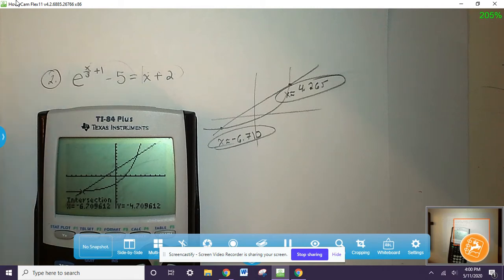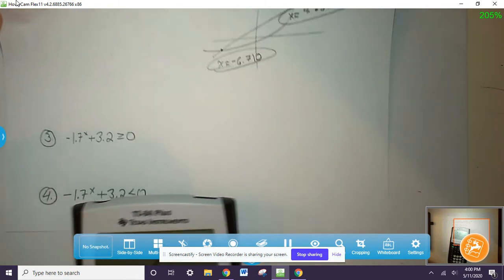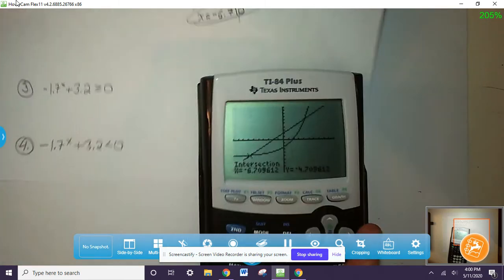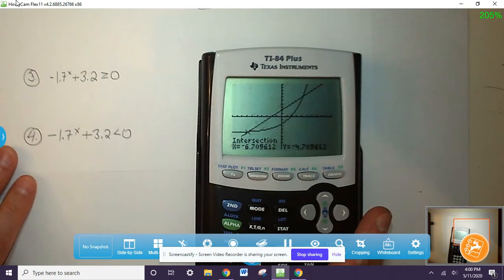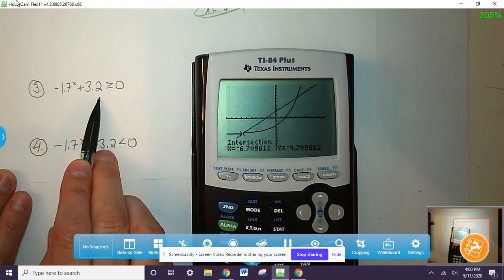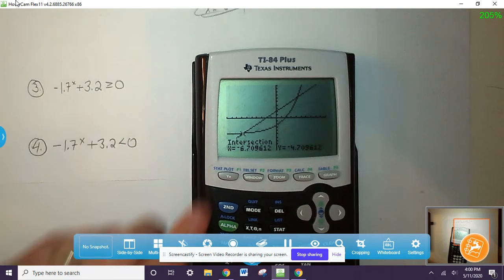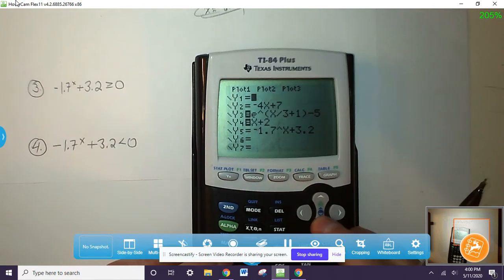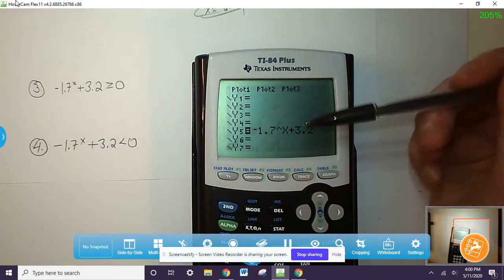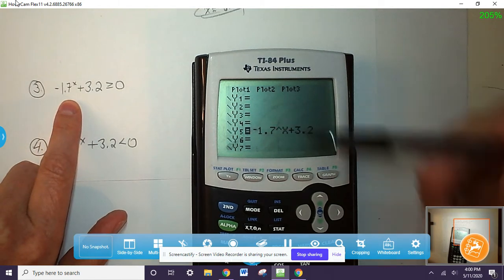All right, and then I have two more quick ones down here, and I'll just show you both. Here I put an inequality. So one side is 0, and the other side has an exponential involved. What we want to do to solve that is graph this function. When you go to do that, make sure you put a negative here.